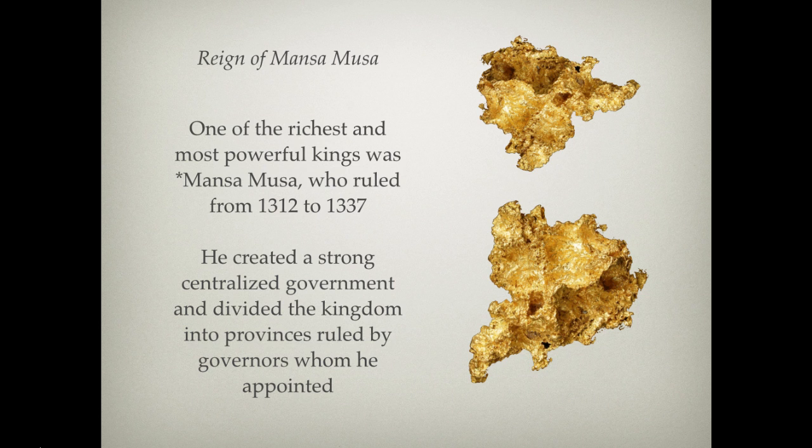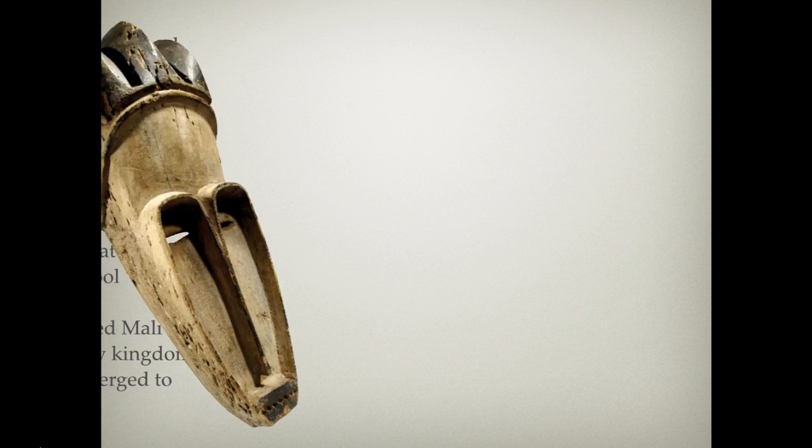Now, inevitably, the most important person we need to talk about is the rise of perhaps one of the richest and most powerful kings ever, Mansa Musa. And he ruled from 1312 to 1337. He created a strong, centralized government, really divided the kingdom into provinces ruled by governors whom he had appointed, so he could control them as they govern well in their own territories, which, of course, allows him to focus on big picture stuff rather than the individual micro-governing of particular problems in any given area.